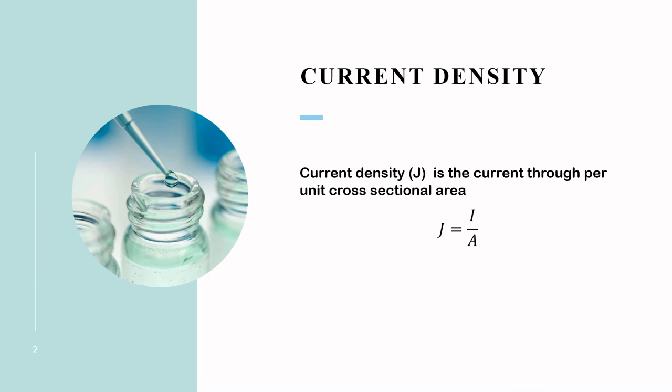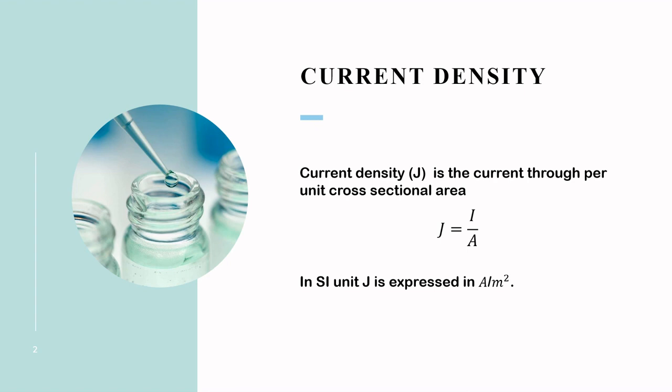If we consider one cylinder that is totally full of electrons or holes, that means some atoms, and if we apply some voltage from the external field, then what is the current density of this cylinder? The current density is the current through per unit cross sectional area, and that is defined by J equal to I by A. The unit of J in SI system is ampere per meter square.